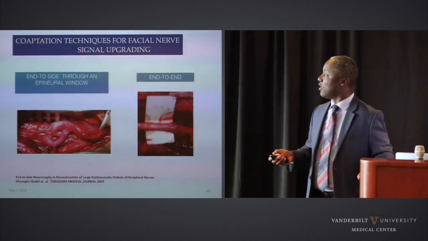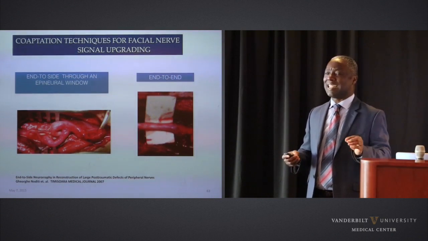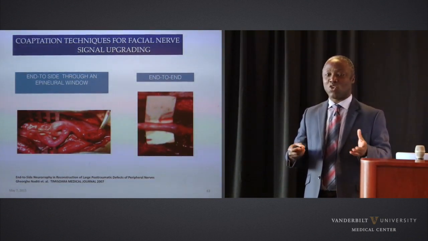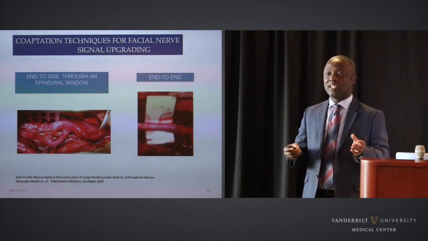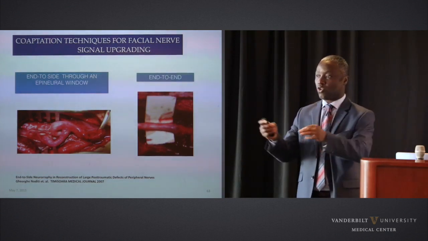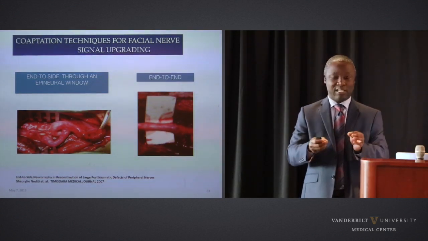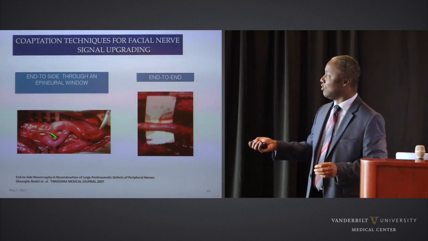The next thing I want to show you is that the reason that you can innervate people early without causing much of a problem is that you don't always have to cut nerves to connect them. There are different ways of co-opting nerves. One way is what we call the end-to-side.